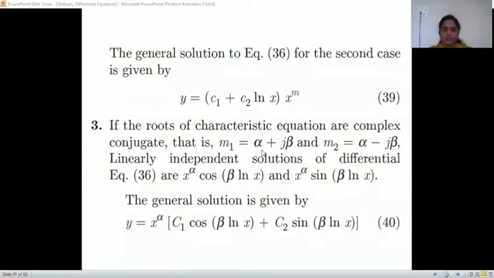Okay, we were here where the roots are imaginary, that is alpha plus minus i beta. Then we have to write the solution. y is x raised to alpha, c1 cos(beta ln x) plus c2 sin(beta ln x).